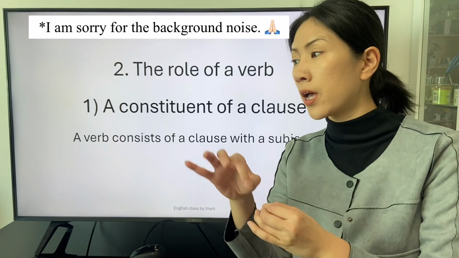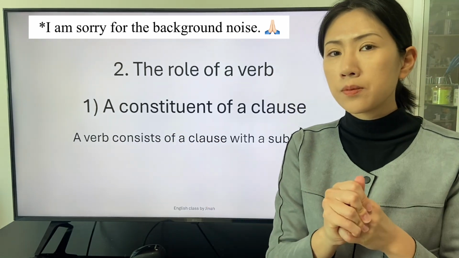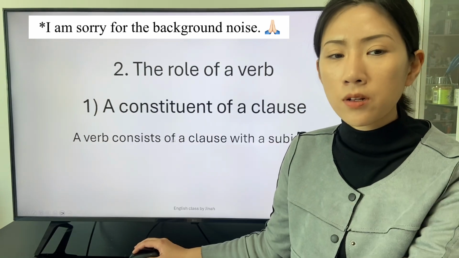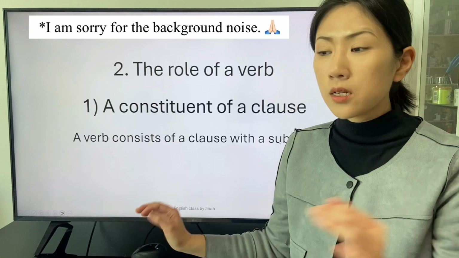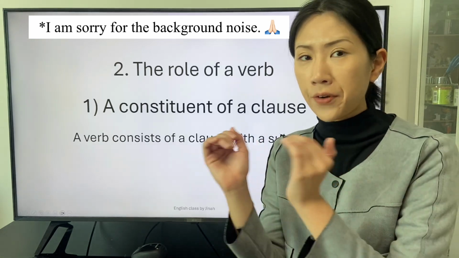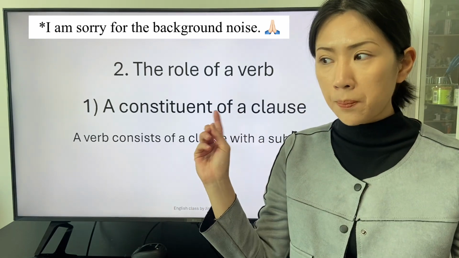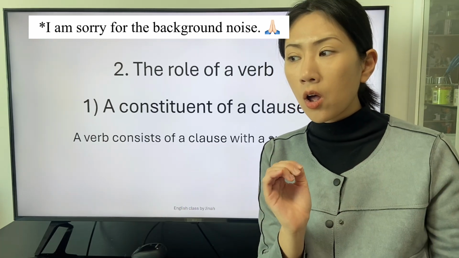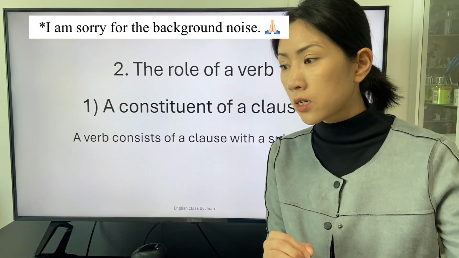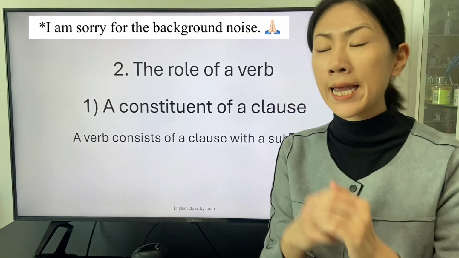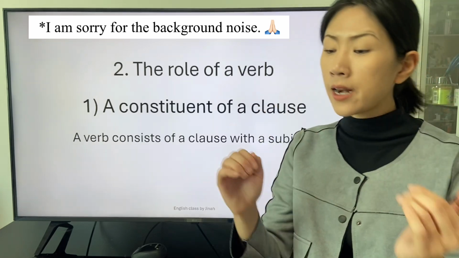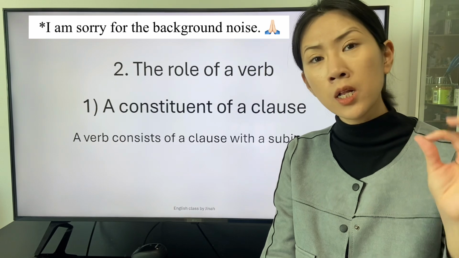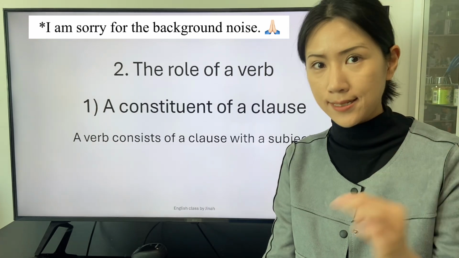Adverbs to describe the verb are in the phrase of a verb. A verb consists of a clause with a subject. A subject and a verb are the premise that the series of words can be considered as a clause. A subject and a verb are minimal necessities.